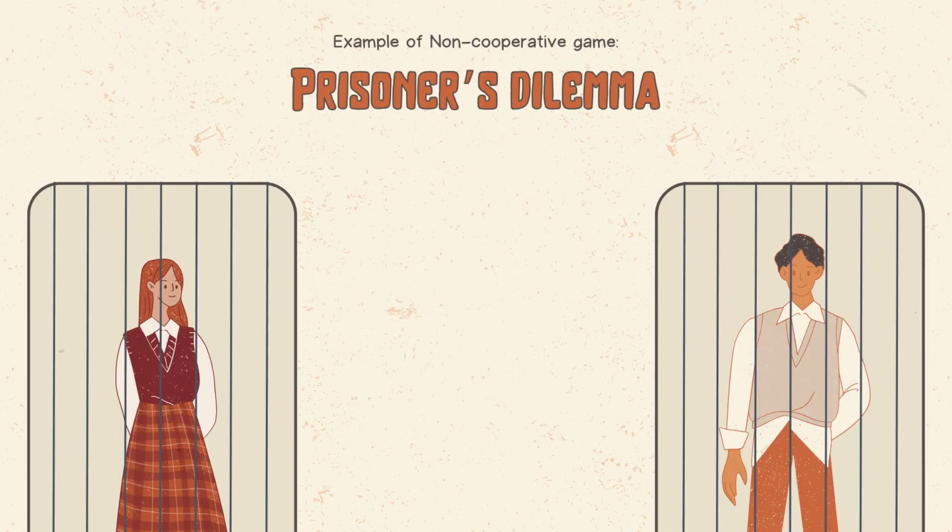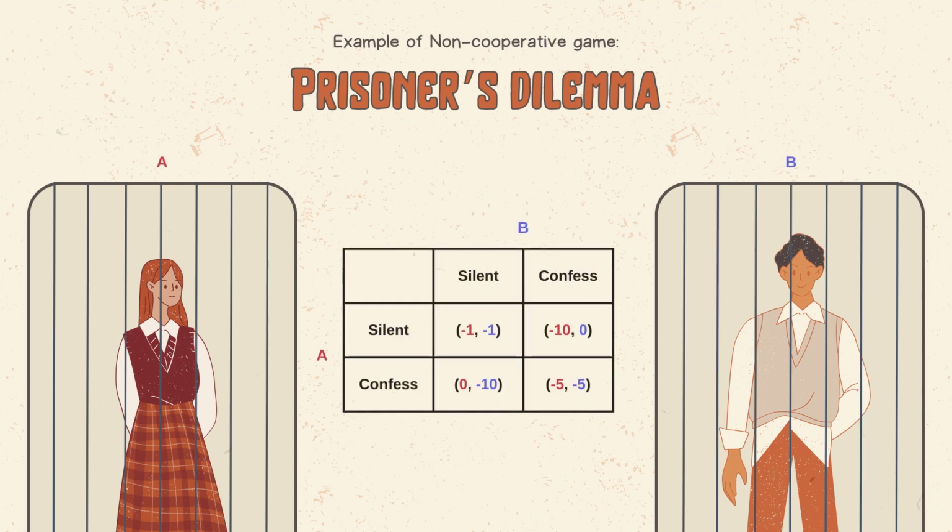An example of a non-cooperative game is the prisoner's dilemma, in which two suspects are arrested and interrogated separately by the police. Each suspect can either confess or remain silent. If they choose to stay silent, they both get a light sentence. If they defect and confess, they both get a harsh sentence. If one confesses and the other stays silent, the confessor goes free and the silent one gets the worst sentence.